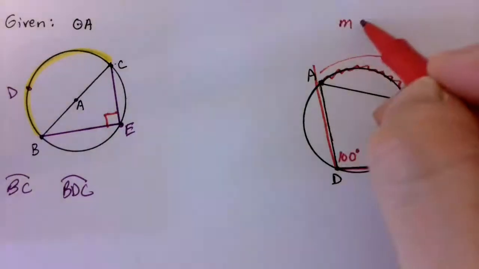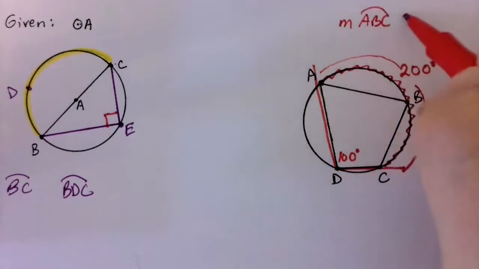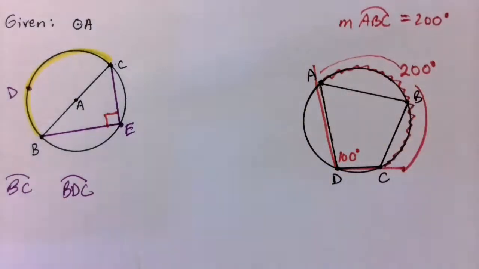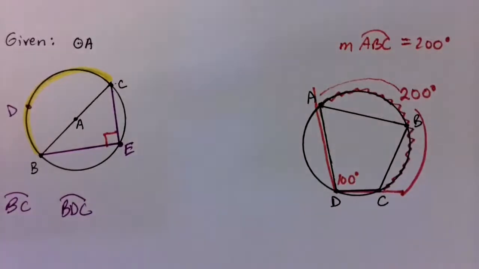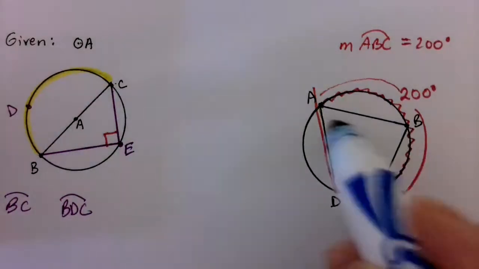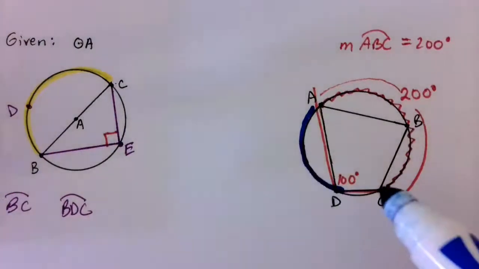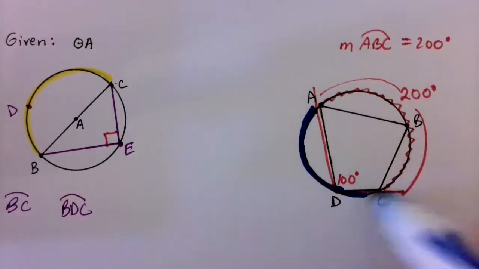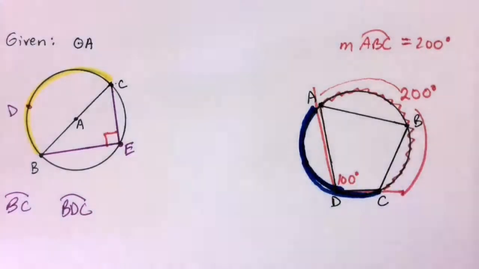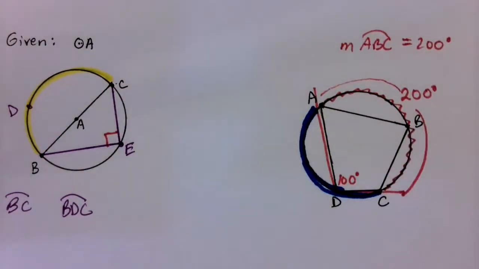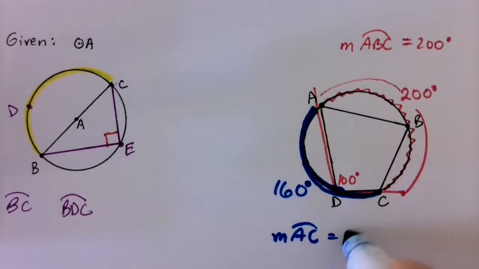I could write that as the measure of arc ABC, because that is a major arc. It's 200 degrees. Okay, so what did that do? Well, I don't know. Sometimes I just find things because I can, and then sometimes it leads me to other things. So let's just see what that led me to. If I go over here, then I've got the rest of the circle from A to C, that's the minor arc, which has to be the rest of 360 degrees. So 360 minus 200 is 160 degrees. So that's the measure of arc AC.